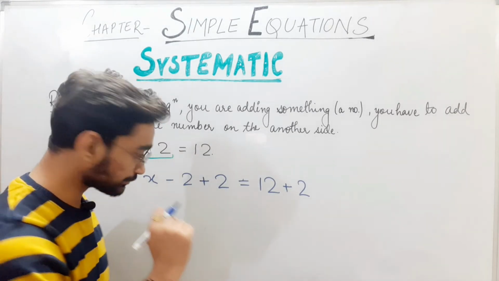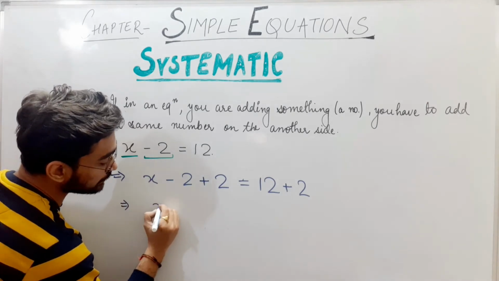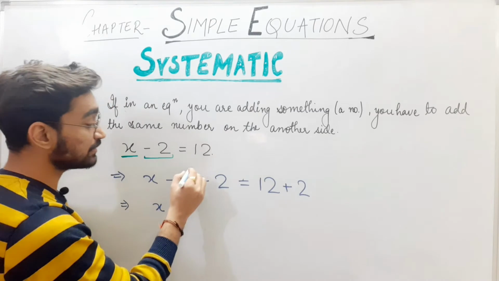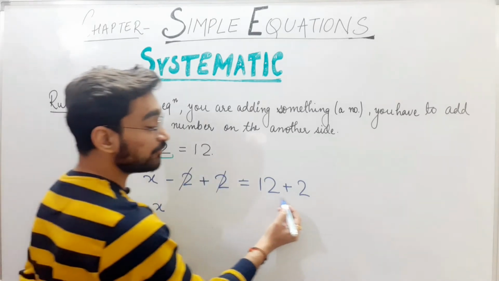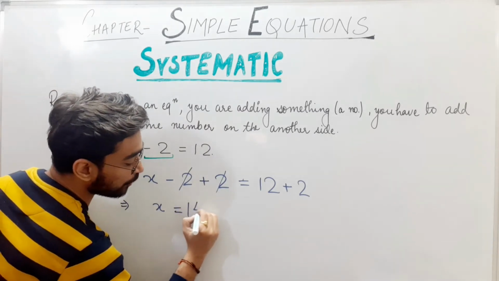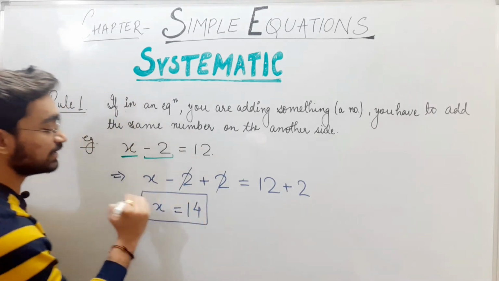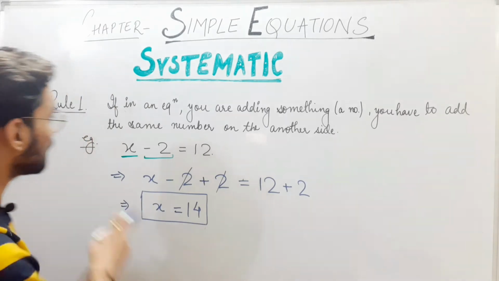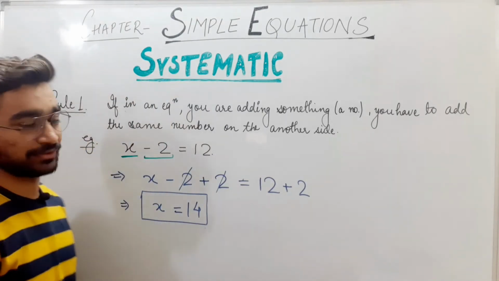Okay. Now, x minus 2 plus 2 will be how much? It will cancel each other, meaning it will be 0. Then 12 plus 2 is 14. So I got the value: x is equal to 14. So this is rule number 1, or example number 1, of this systematic method.